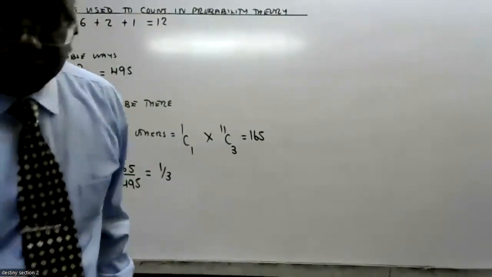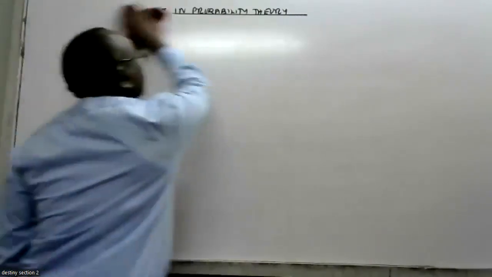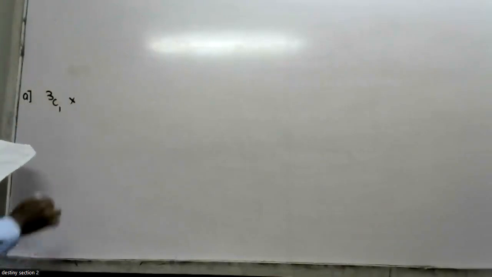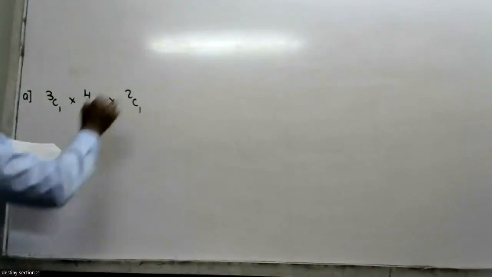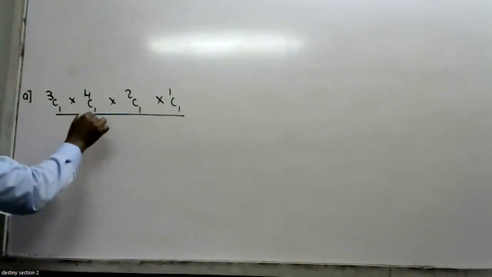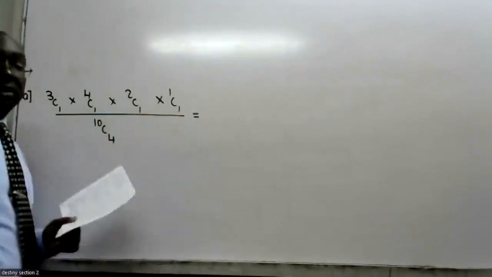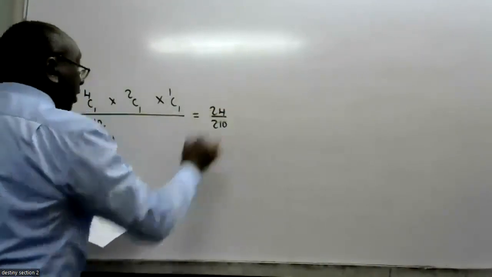Where are the answers? So in the first one, we are told the probability that each of the four is represented. So from the 3 economists, we choose one. And from 4 engineers, we choose one. And from the 2 mathematicians, we choose one. And from 1 doctor, we choose one. All these, you divide by total. The total is 10, so from 10, you choose 4. So this gives 24 out of 210. Good.